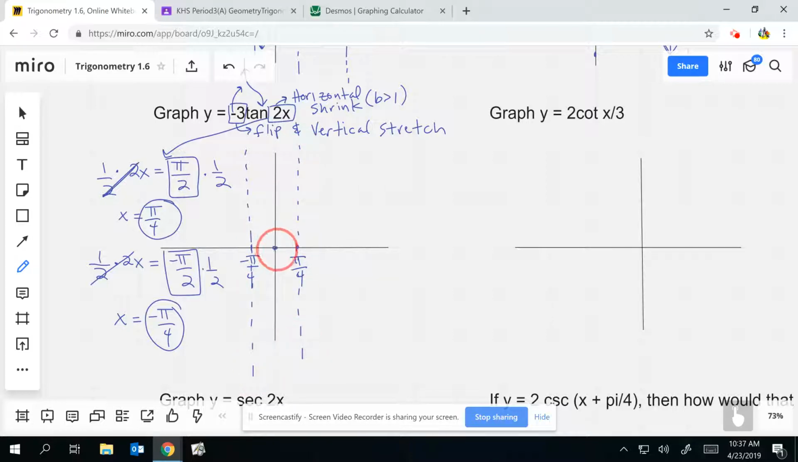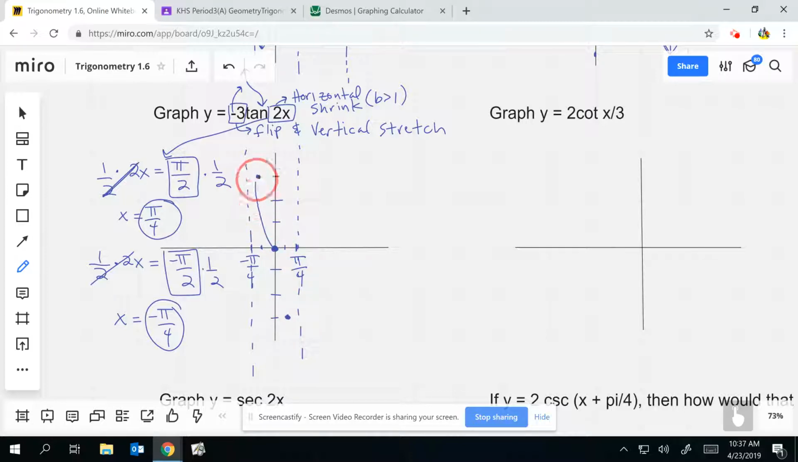Halfway between is my origin. That has to be an intercept. Now it is a flipped graph. It got flipped over. So we are going to go up on the left, and we're going to go up 3 units. And the halfway point is going to be up 3 units. And then this halfway point is going to be down 3 units.